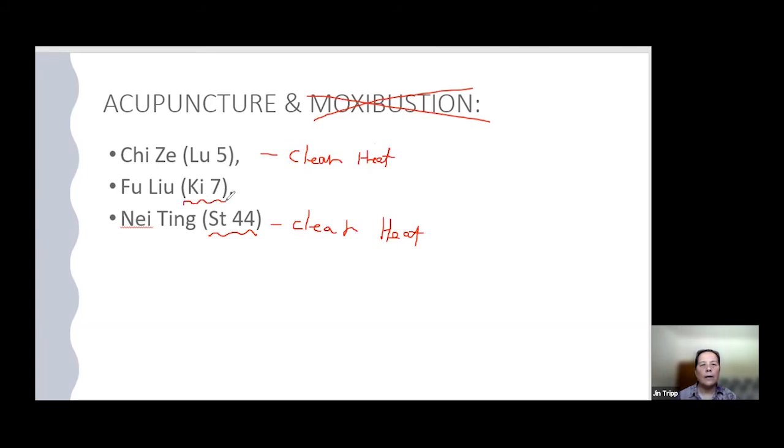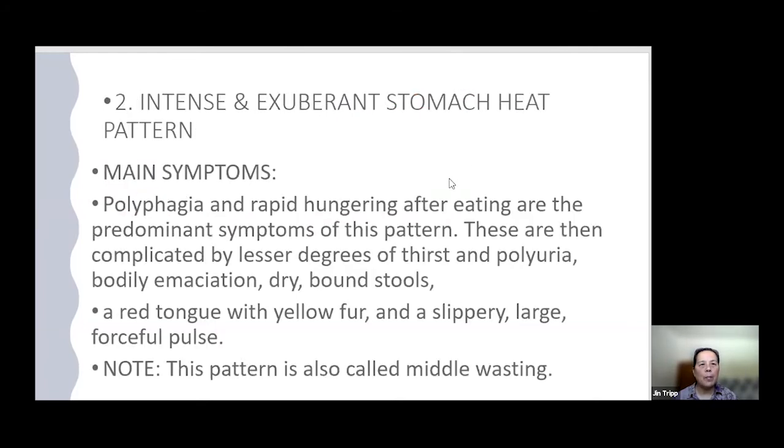Kidney 7, we talked about this point a few times already. 复溜, fu means double, liu means body fluid. It generates body fluid. So we can use it for people with sweating problems, spontaneous sweating and night sweating. We also can use it to generate some body fluid, like when a patient has severe thirst. So that's this part we're talking about.